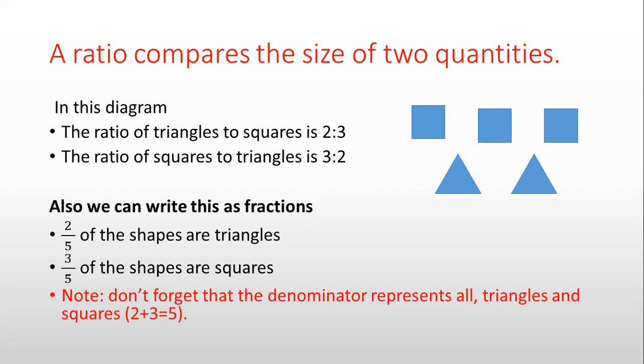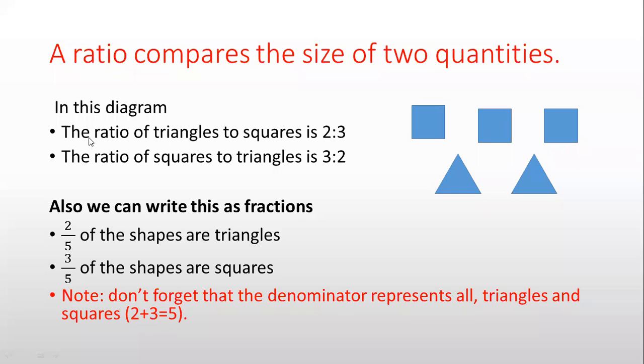In this diagram, you can see squares and triangles. How many squares? Three squares. How many triangles? Two triangles. If you need to write the ratio between square and triangle, or between triangle and square, you have to count how many squares you have: one, two, three. So you have three squares here. How many triangles do you have? You have two triangles.